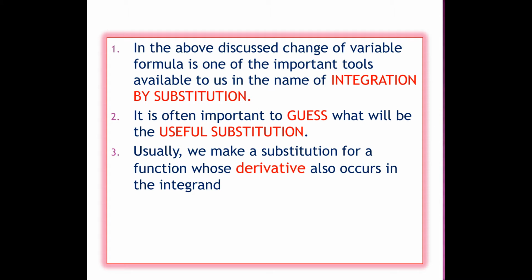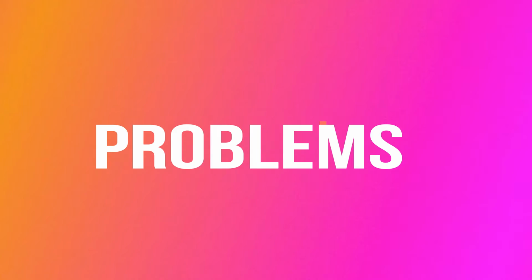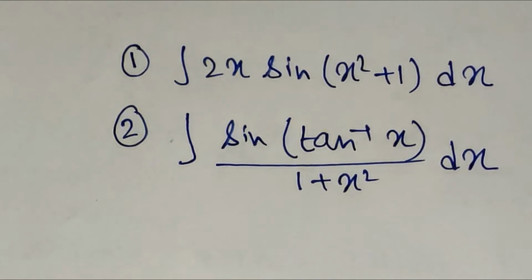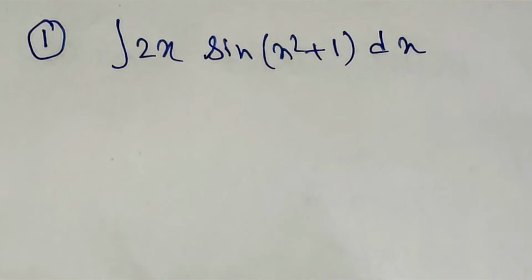Now let's do some problems. Then you can easily understand the procedure of integration by substitution. Number 1, integration 2x sin(x² + 1) dx, and number 2, integration sin(tan⁻¹x)/(1 + x²) dx. So as we have already discussed, we have to substitute a function of the independent variable whose derivative is already present in the integrand.